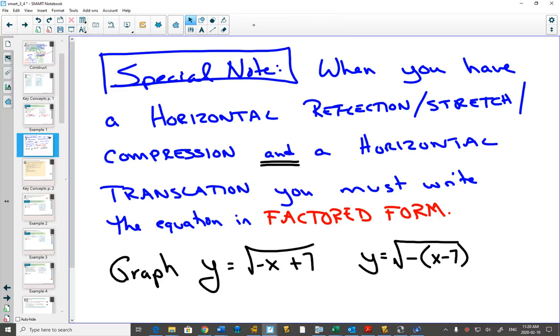So that note that you always have to write it in factored form will come up over and over again. Anyways, questions for the first one are 4, 5, and 6.